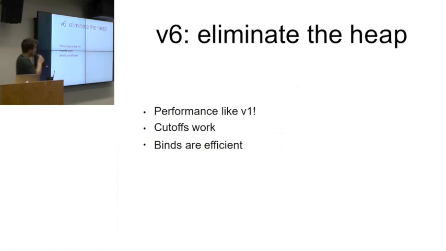So finally, after 6 versions, we've managed to get our performance back to what it was in the beginning. And we also have cutoffs working now and the binds are efficient. If you see the performance plotted on a graph, it's a very frustrating thing: you started out with something that you thought was your naive baseline, and all you've ever done is make it worse performance-wise. And finally, in the end, you managed to get back to the performance you originally wanted to have.